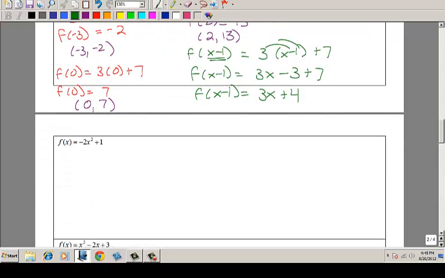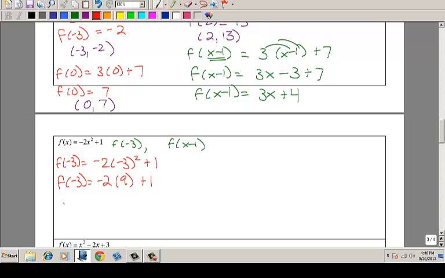For the next examples, I'm just going to find for this one f of negative 3 and also f of x minus 1. For the next one down, it'll be f of 0 and f of x minus 1, just to kind of save time. Okay, let's begin with f of negative 3 for this example. Well, f of negative 3, recall, that means to substitute negative 3 in for that x and evaluate. Recall that negative 3 squared is a positive 9. So f of negative 3 is going to end up equaling negative 17.